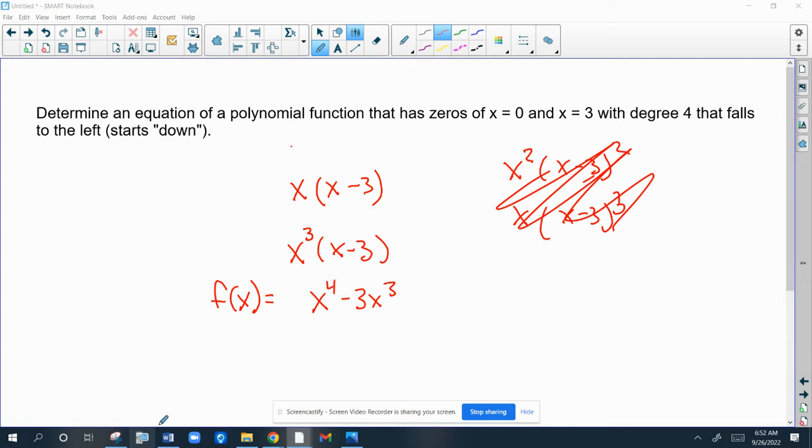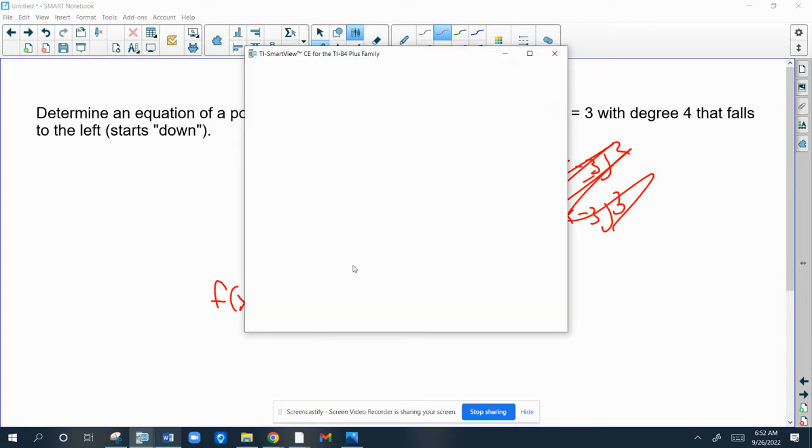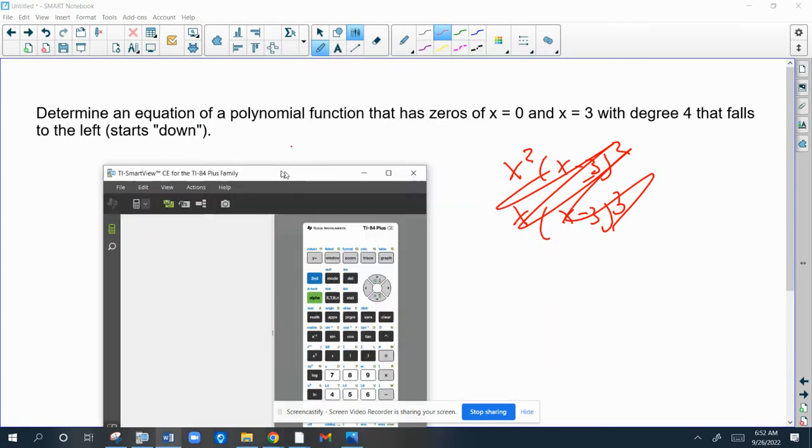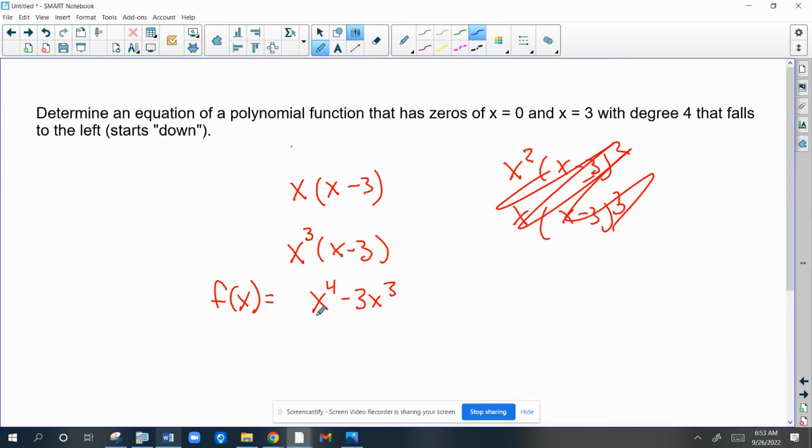Now, the only problem is, does this start down? And the answer is no, because it's an even degree polynomial. The leading coefficient test, since 1 is positive here, would say this starts up and ends up. So we have to make the coefficient negative, so it starts down and ends down like this.